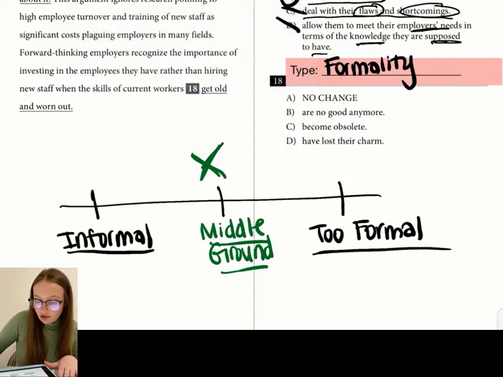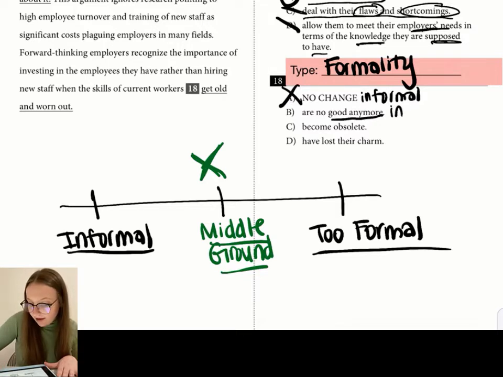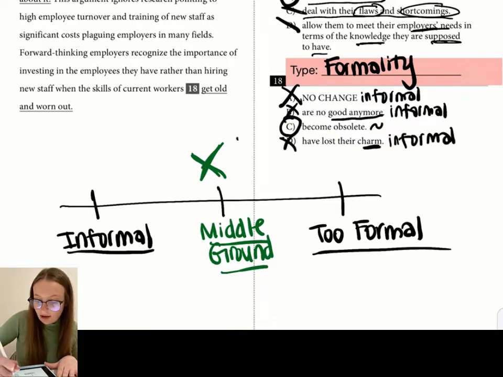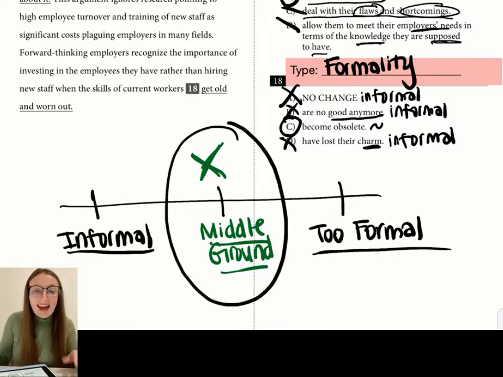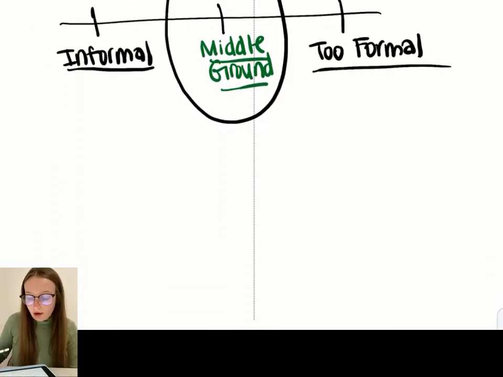So let's then check out the choices. So choice A, get old and worn out, is informal, so that's not gonna work. Are no good anymore? Definitely not, that's very informal. Choice C, become obsolete, that sounds reasonable, I'll squiggle that. Have lost their charm. Charm is an informal way of characterizing it. So we have to then pick choice C. That's the only one that's sufficiently formal. It's not informal, and at the same time, it's not over the top. They didn't give us for this question anything that's over the top, but sometimes, they like to sound like William Shakespeare, and that would also be inappropriate for a question of this type.